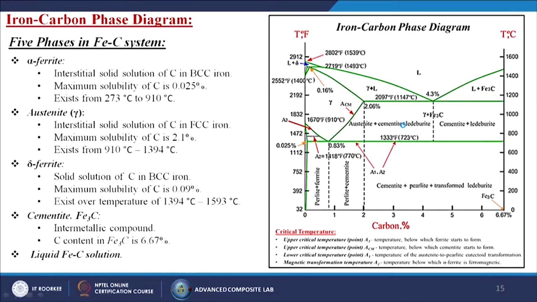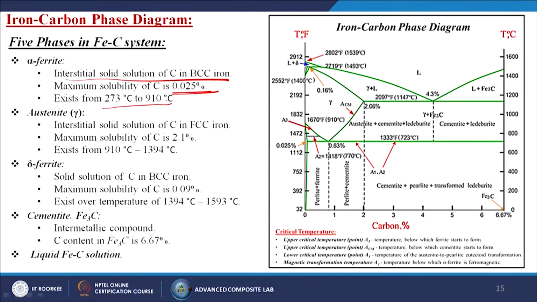Now we are going to discuss the famous iron carbon phase diagram. Five phases are present in the iron carbon system. First is alpha ferrite, the interstitial solid solution of carbon in BCC iron. Maximum solubility of C is 0.025%. After that the C will not be dissolved into that phase. It exists from 273 degree centigrade to 910 degree centigrade.